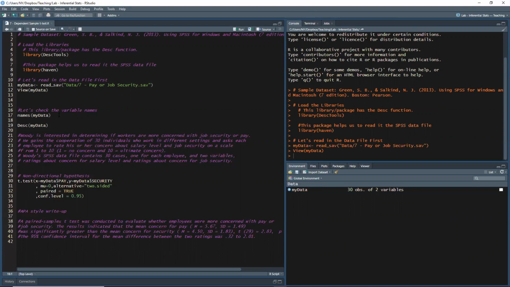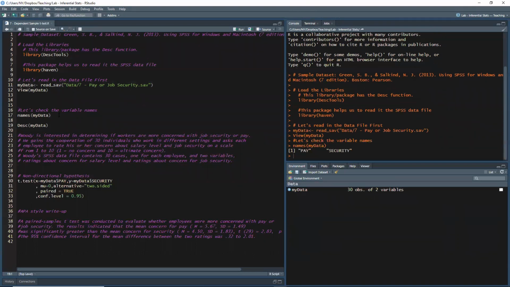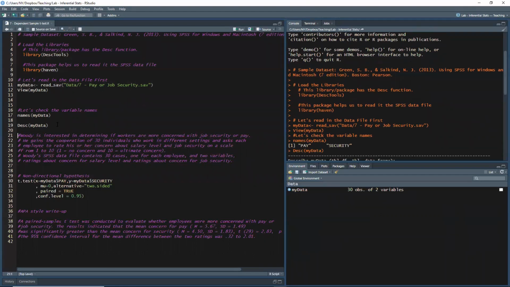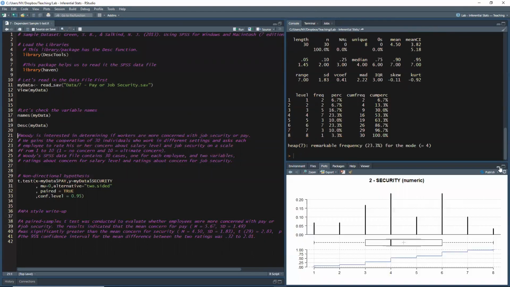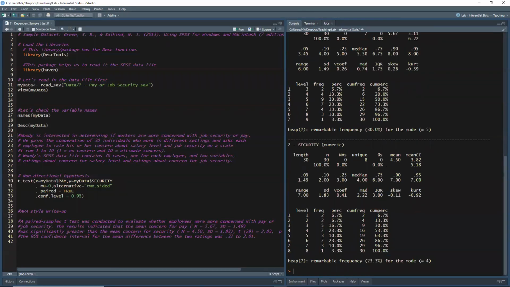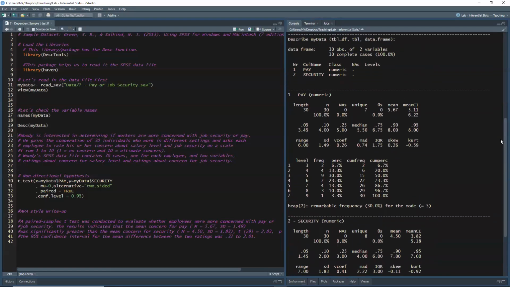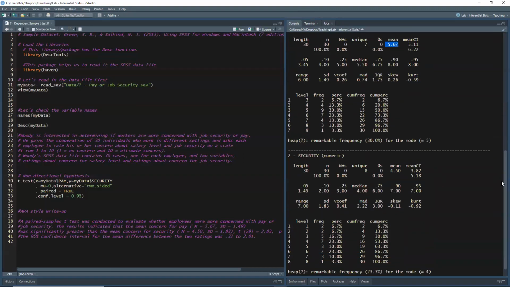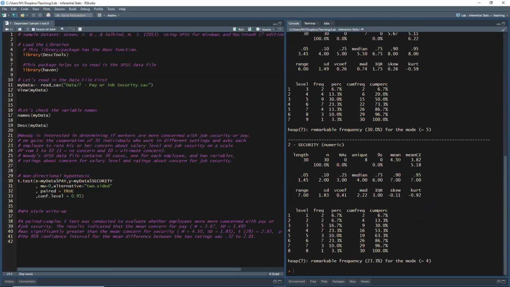So again, let's check the variable names. They're called pay and security, and let's put the descriptives for those two. Let's minimize this, and so for the first variable, the mean is 5.67, and for the second variable, the mean is 4.5. Looks like there's some difference, but let's check whether that's statistically significant.